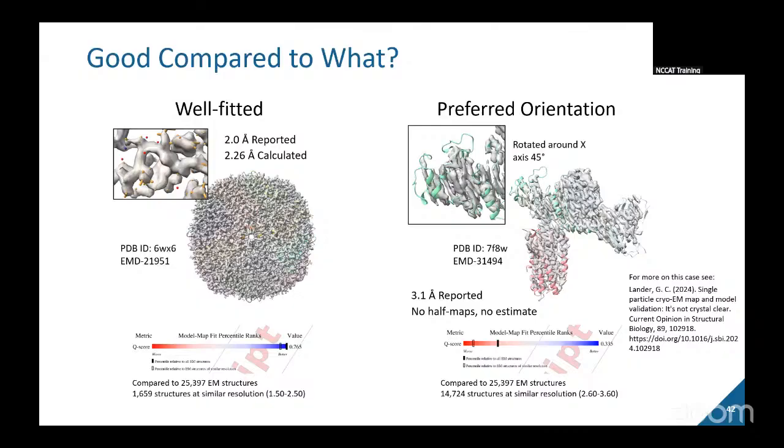So it's like what we saw earlier. If you inspect that map up close, you would see detail along the preferred view. But when you switch to the orthogonal direction, it's featureless and elongated density. For that reason, you can see with the Q-score slider here that it scores low compared to the entire archive, and then it gets even worse when you look at structures at a similar resolution.